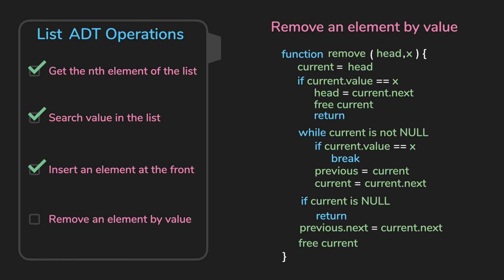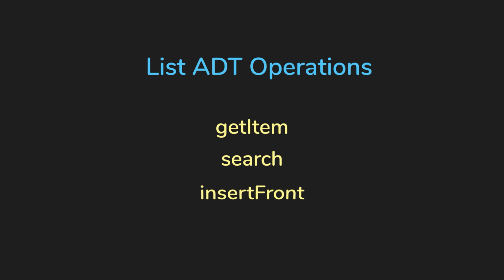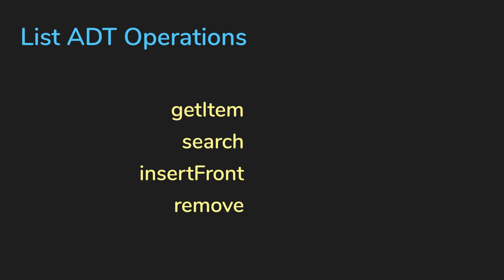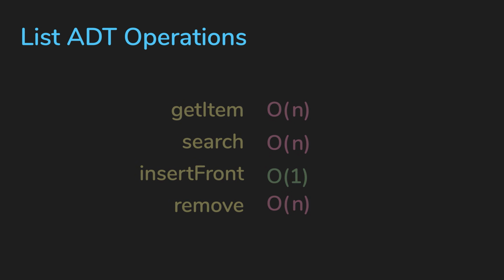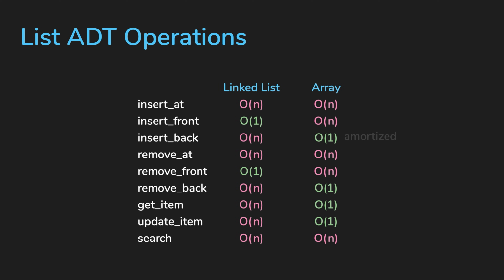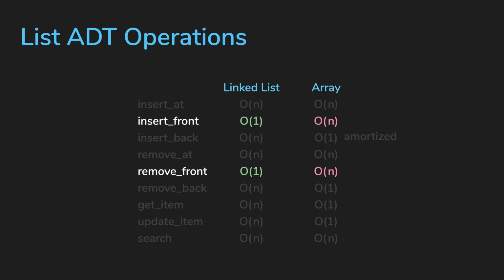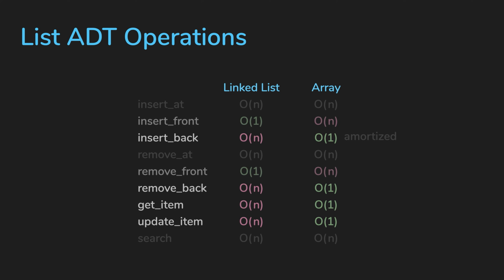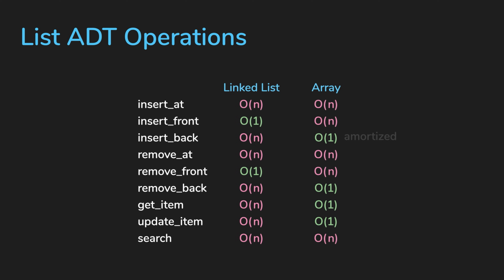So far, we looked at how we can implement the 4 operations: get item, insert front, search, and remove. Insert front can be done in constant time, but the other 3 operations have linear time complexity. If we compare this to the operations of an array from the past lesson, we can see that insert or remove at front is better than the array, but insert back, remove back, get item, update item is worse than the array because we need to traverse through the list to access anything that's not at the front.